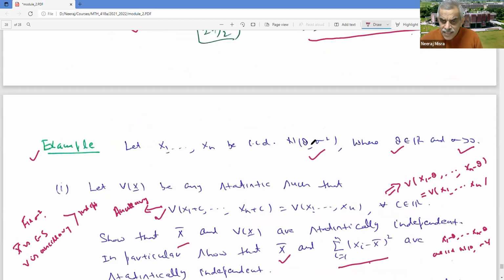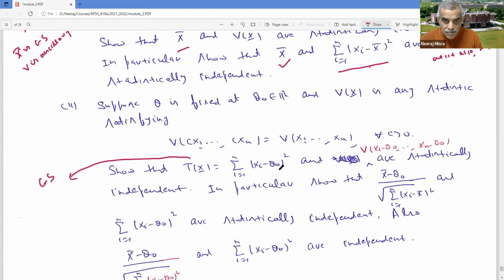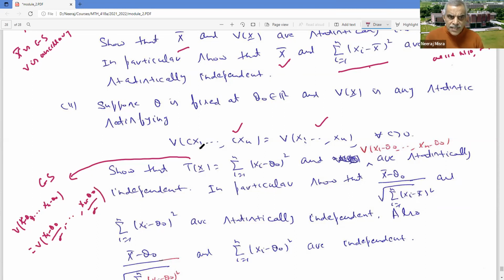When theta is fixed at theta naught, that means theta naught is known, so summation xi minus theta naught whole square is complete sufficient. The only thing I need to show is that V is ancillary. I know that V of x1 minus theta naught, xn minus theta naught would be the same as V of x1 minus theta naught by sigma, xn minus theta naught by sigma, because V also satisfies this condition, that V of Cx1, Cx2, Cxn is the same as V of x1, x2, xn.